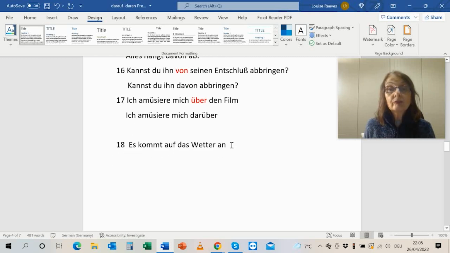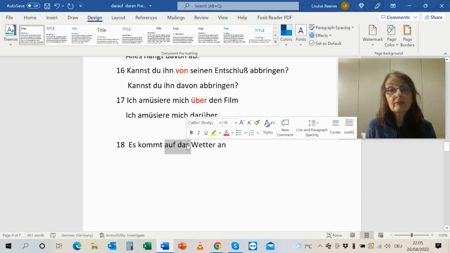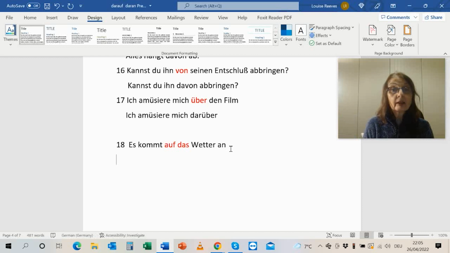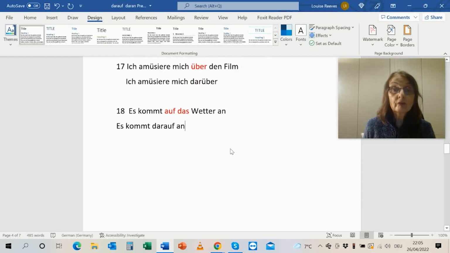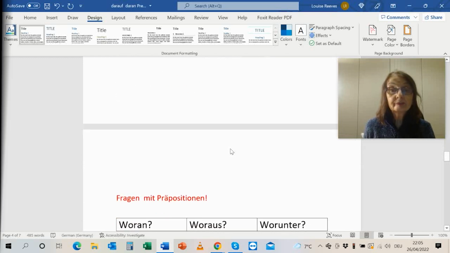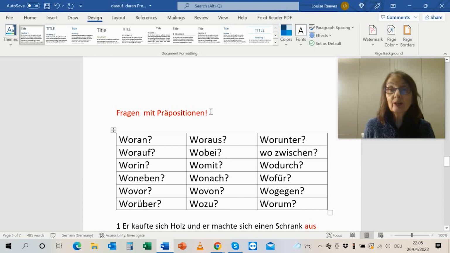Es kommt auf das Wetter an. Okay, so it's here what I want to replace. So, es kommt darauf an. It depends on the weather. And that's a nice little phrase you could use quite often. So far, so good. Bis dahin, Fragen, questions.